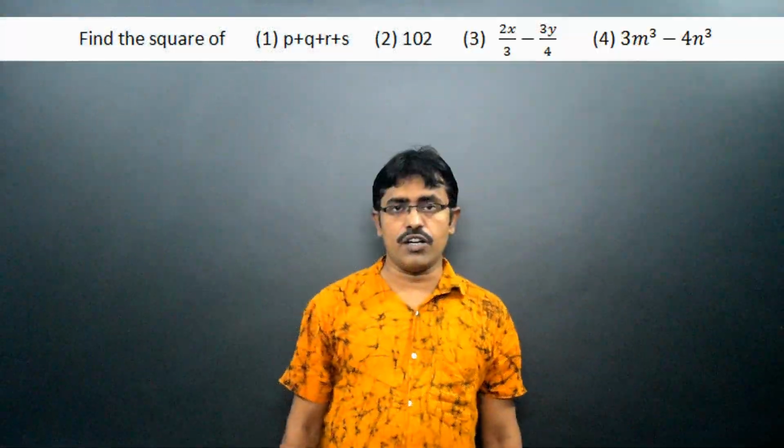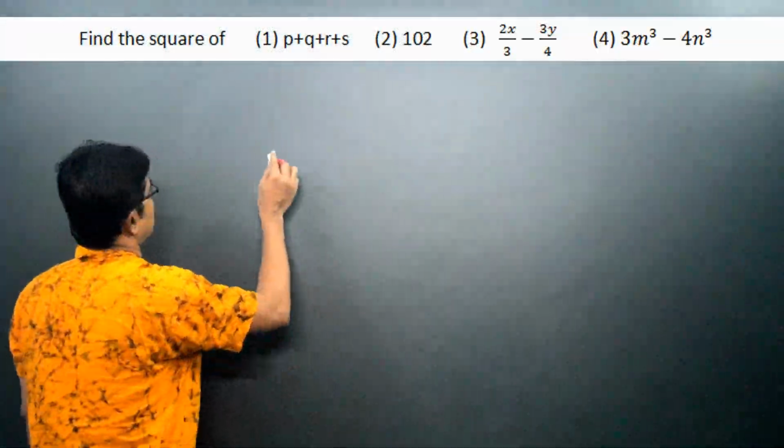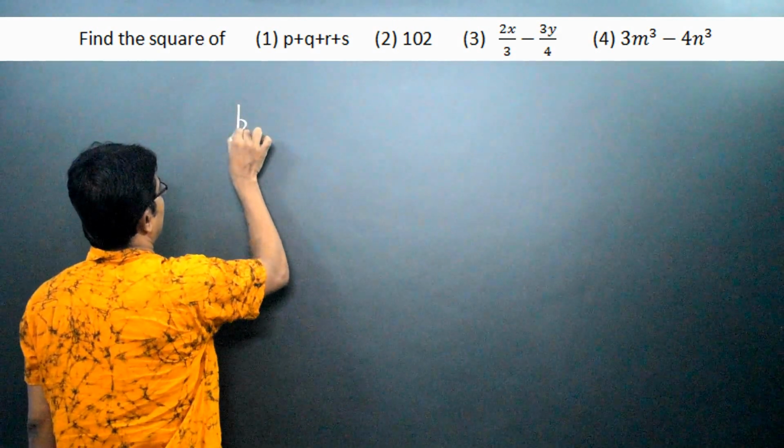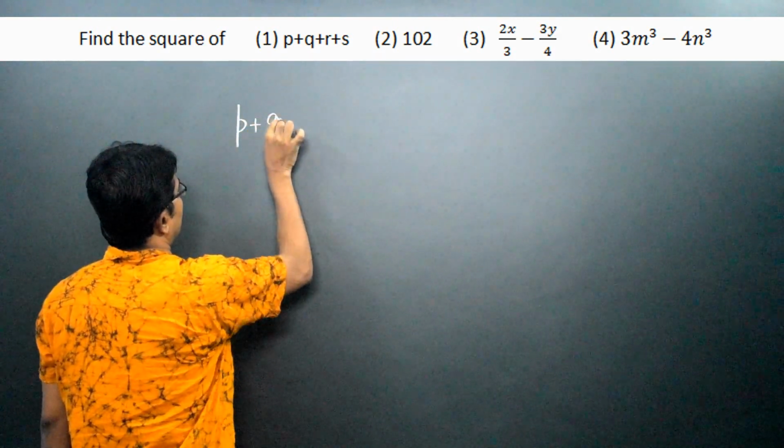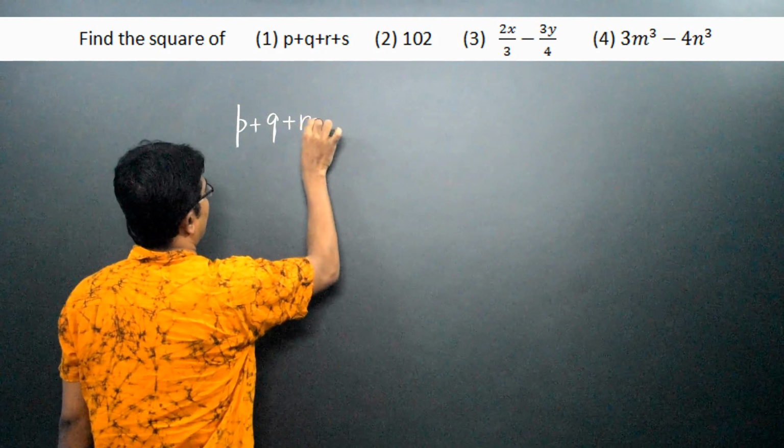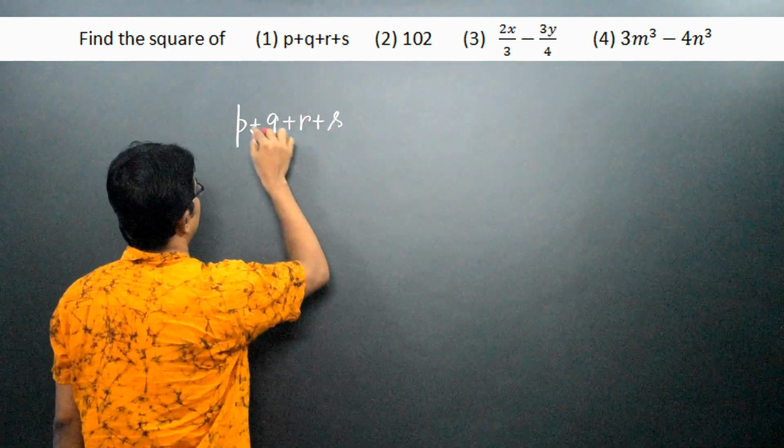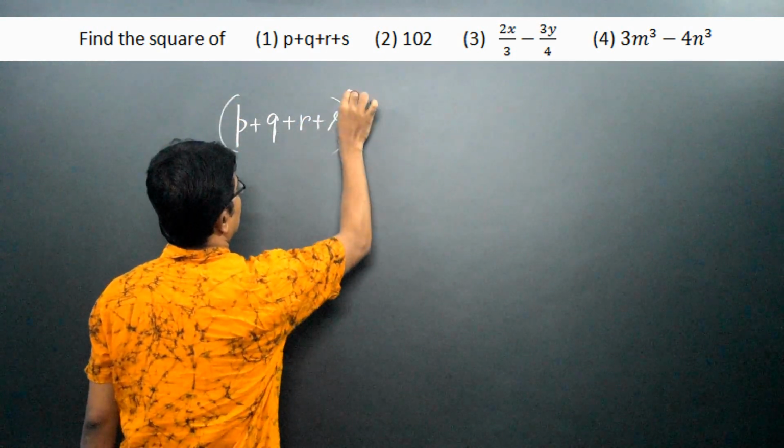In this lecture, I will solve some problems of exercise 12.1 of chapter 12 of your textbook, and the remaining will be left for you. The square of p plus q plus r plus s is (p plus q plus r plus s) whole square.